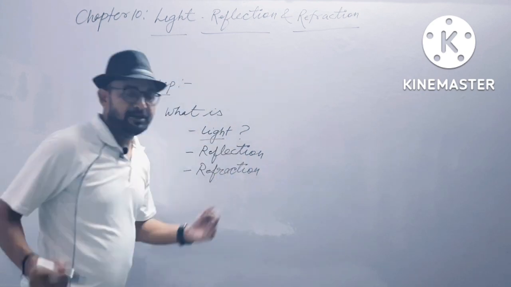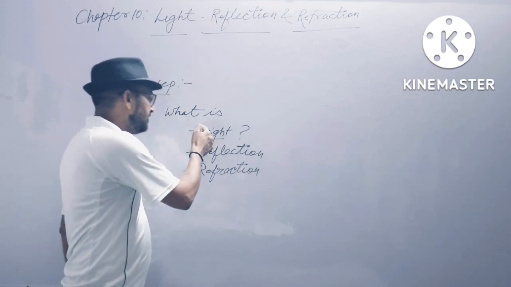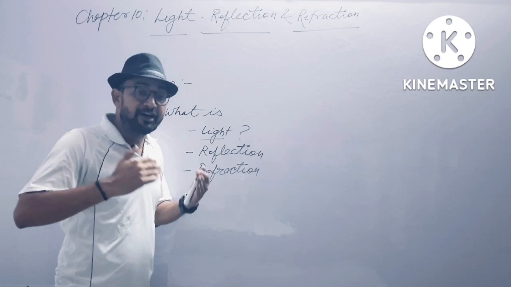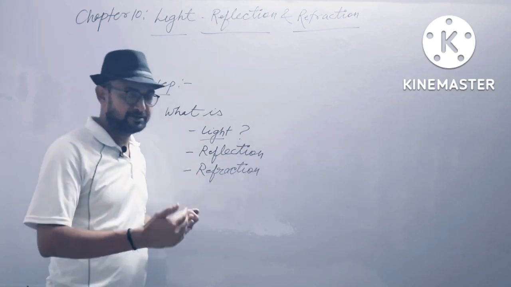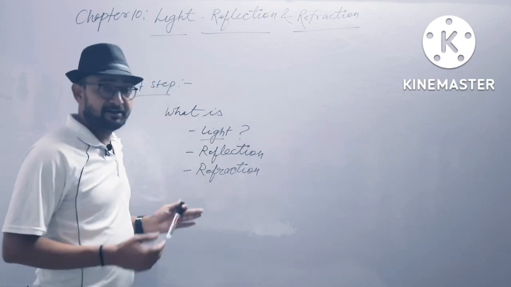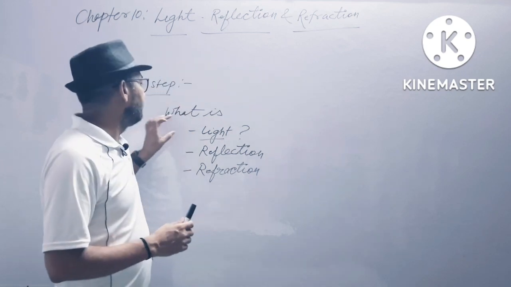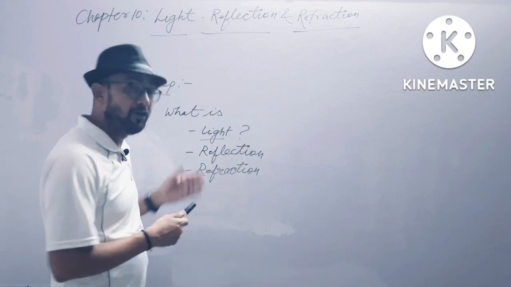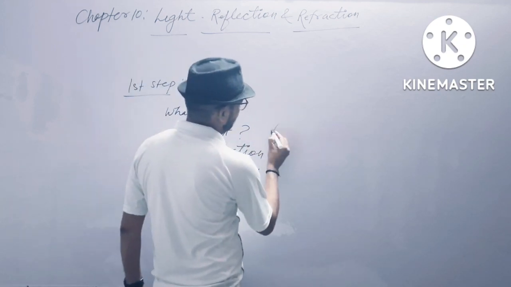Okay, so in the beginning we will try to understand these three terms, light, reflection and refraction, in a very common language. We will not be very technical here, because our priority is to get familiar with the given set of terms. First is light. What is light? Light is a form of energy.